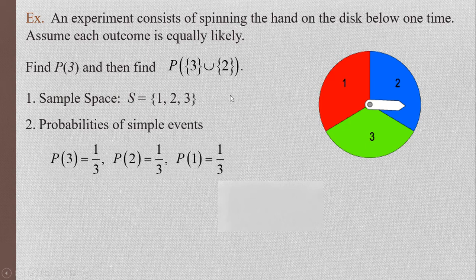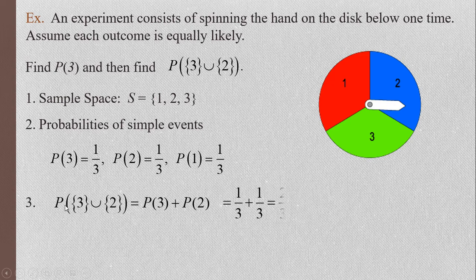So the probability of landing on 3 is going to be 1/3. 1/3 of the time it's going to land on 3. Probability of 2 is 1/3. Probability of 1 is 1/3. The probability of 3 union 2, meaning it's going to be either a 3 or a 2, is going to be 2/3, just simply adding them together.